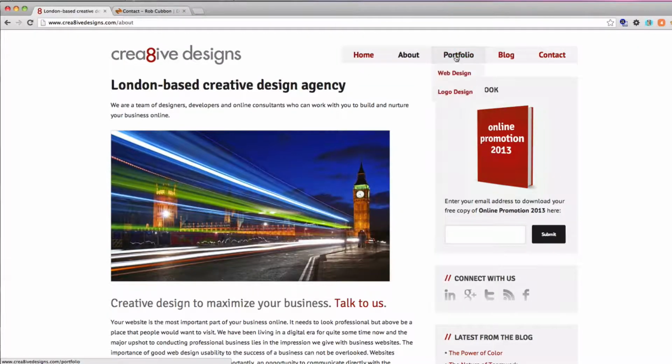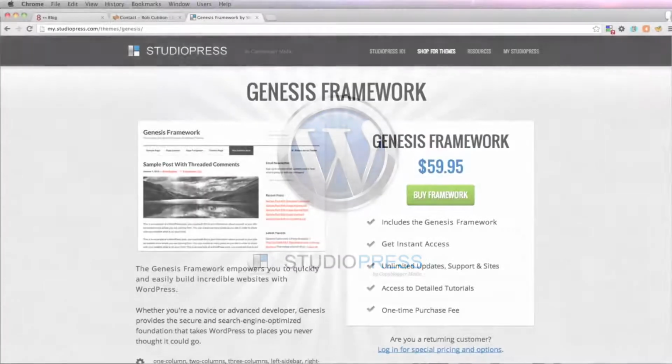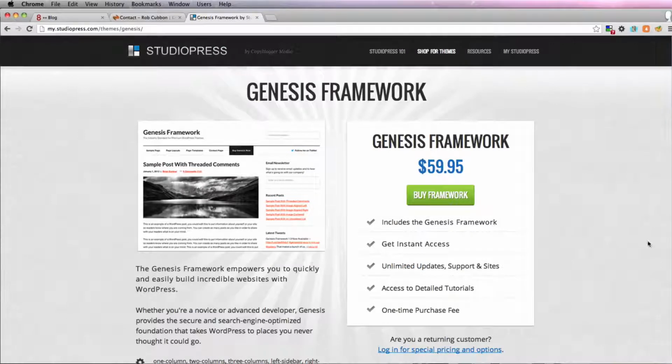So 35 to 45% of the course is Genesis specific. So I would advise anyone taking this course to get the Genesis theme framework for $59.95 at StudioPress.